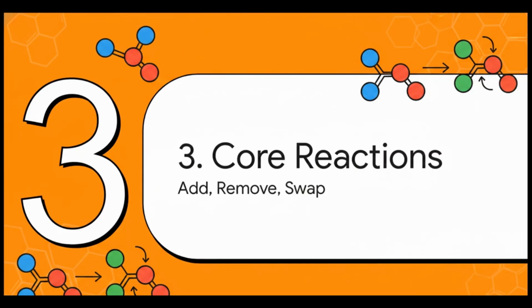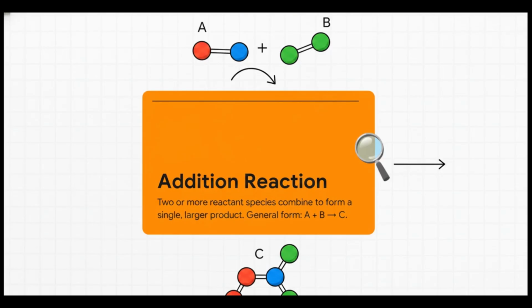So now that we know how bonds break and we've met our key players, let's look at the actual plays they run. We can group most reactions into a few really simple patterns, starting with the big three: adding, removing, and swapping. First up, the addition reaction. And the name, well, it says it all, doesn't it? You take molecule A and molecule B, they combine, and you end up with just one bigger molecule, C. It's the chemical version of two become one.